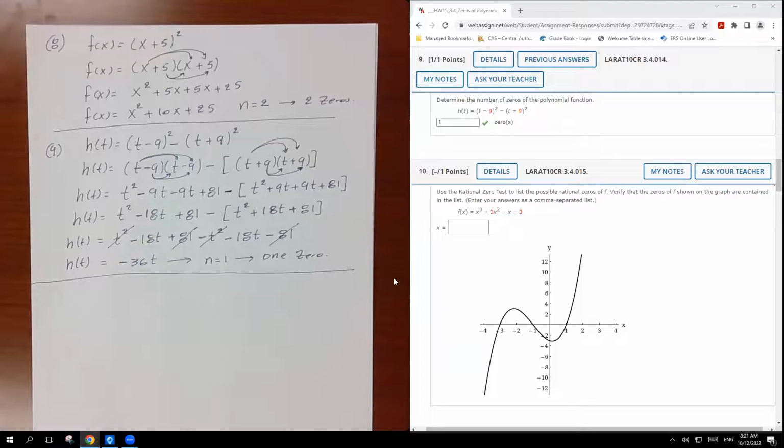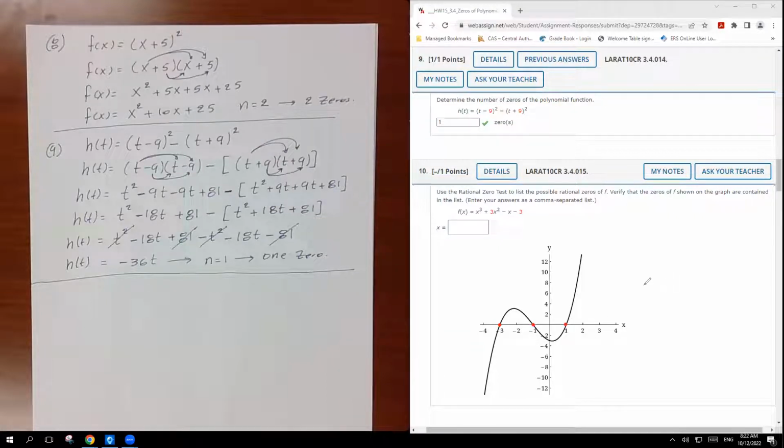So let's find all possible zeros here. They're telling you to use the rational zero test to list all the possible rational zeros of f, and verify these zeros with the graph. We're going to list all possible zeros. And then by looking at the graph, we already know these are going to be zeros because they're the x-intercepts, which is this point and this point, the x-intercept here, and the x-intercept here, and the x-intercept here.